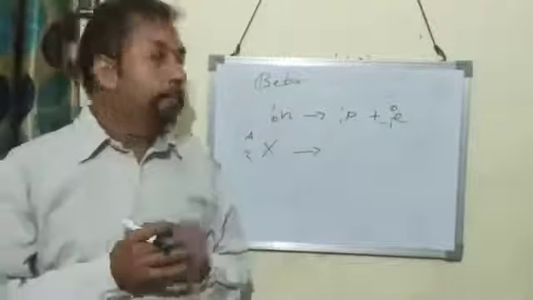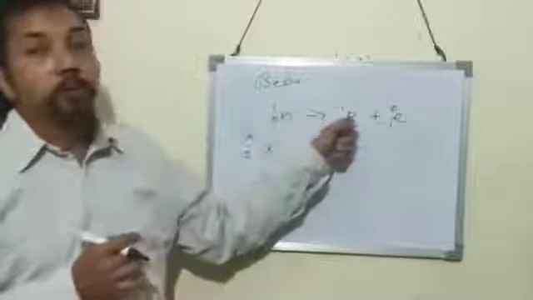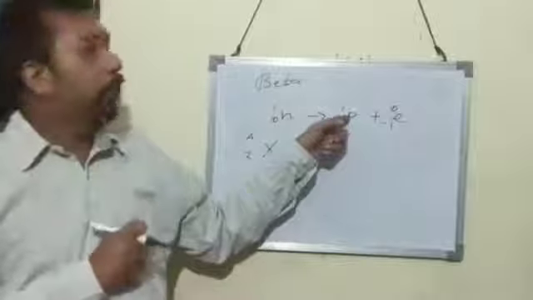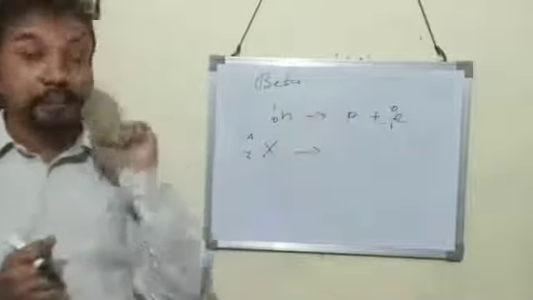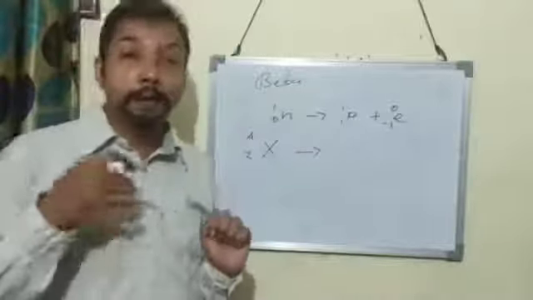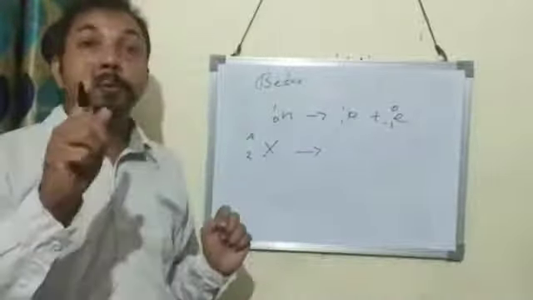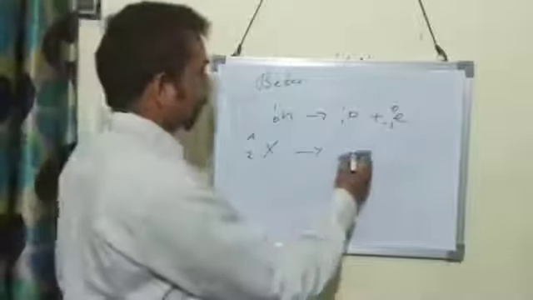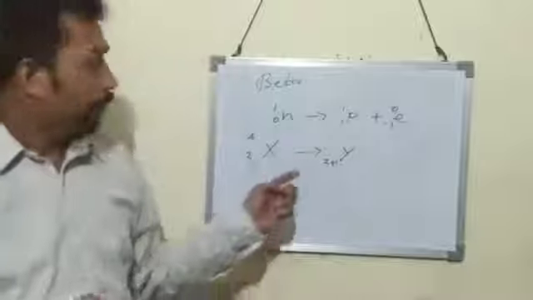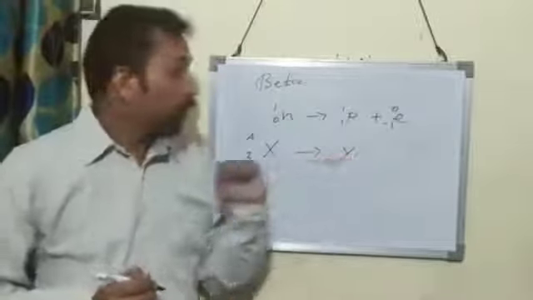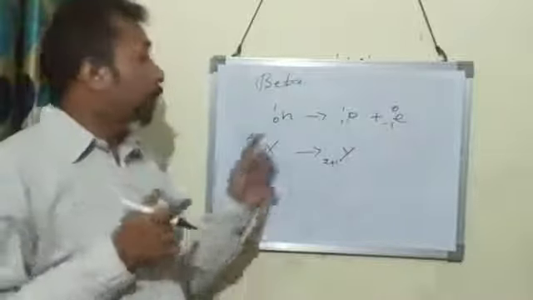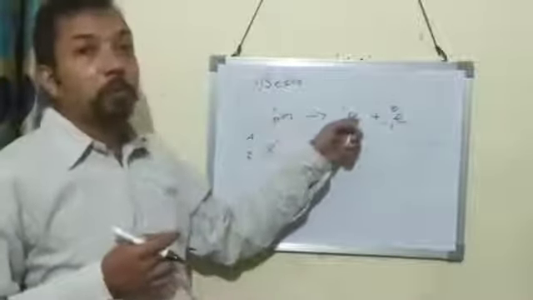During beta emission, one neutron changes to one proton. So the proton's number increases by 1 and the neutron's number decreases by 1. Since the proton's number increases by 1, the atomic number increases by 1. The new element has an atomic number that is greater by 1. And what about the mass number? The mass number remains the same because one neutron changes to one proton.